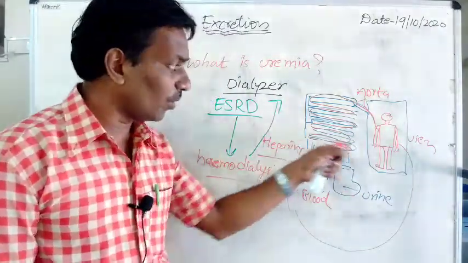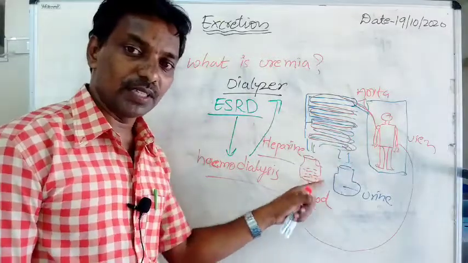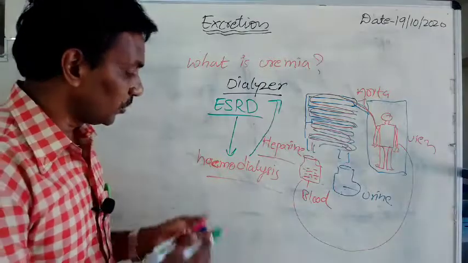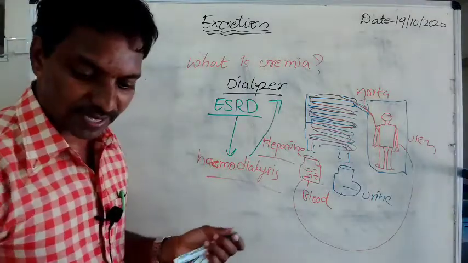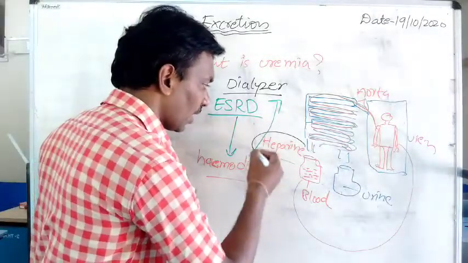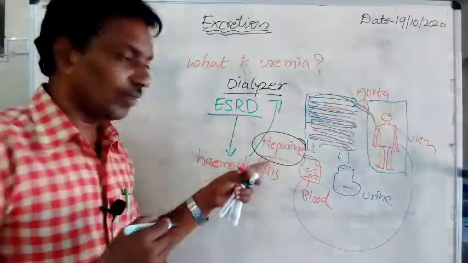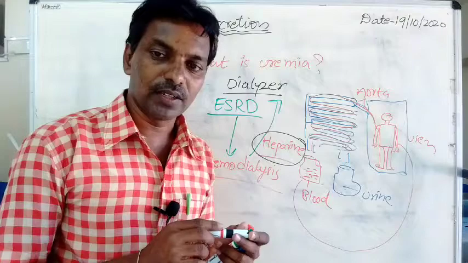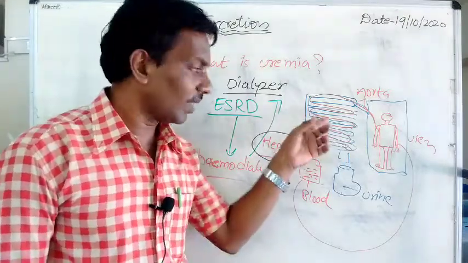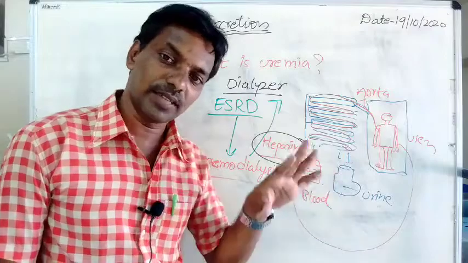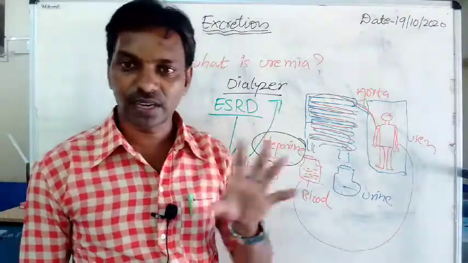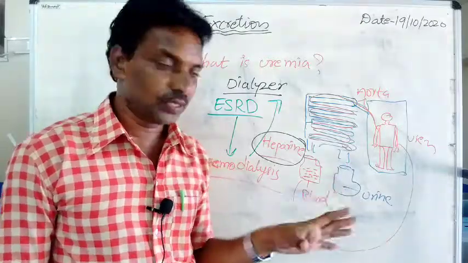Before sending the blood into the dialyzer, they use a substance which we call heparin. This is a very important word, heparin. So why do we add heparin in that bottle? To prevent blood clotting in that bottle. While it is flowing in the dialyzer machine also, heparin is there, so the blood will not clot. So this is the process.